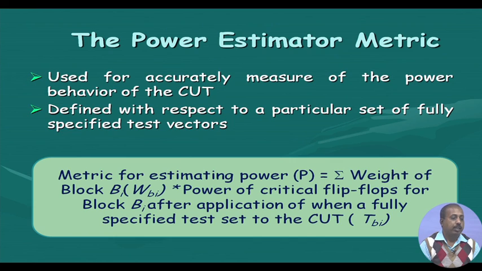Then we take a power estimator metric, so that we accurately measure the power behavior of the circuit, defined with respect to a particular set of fully specified test vectors. So, what is this power estimation metric? It is the weight of block Bi, that is WBi, multiplied by the power of critical flip flops of block Bi after application of a fully specified test set to the CUT, TBi. So, this weight of the block multiplied by the power of the critical flip flops gives us some estimate of the power of the block.